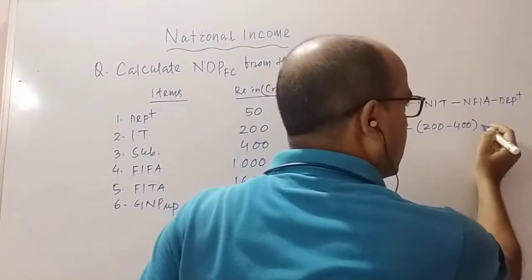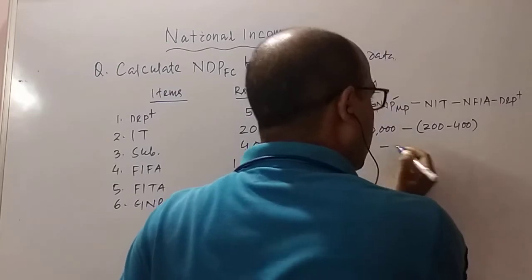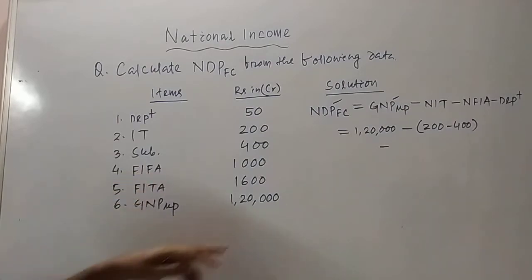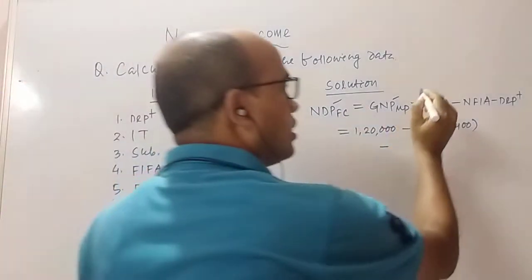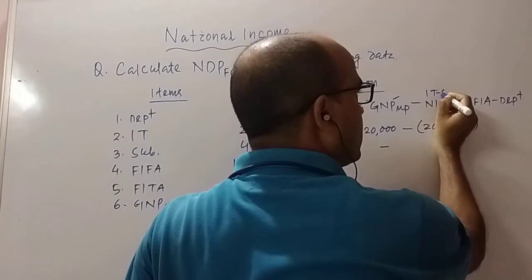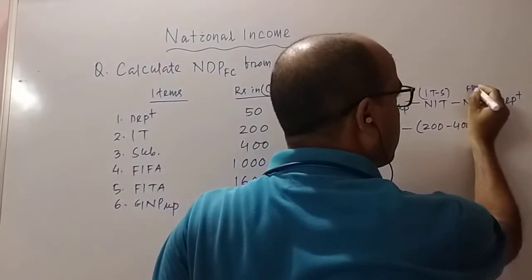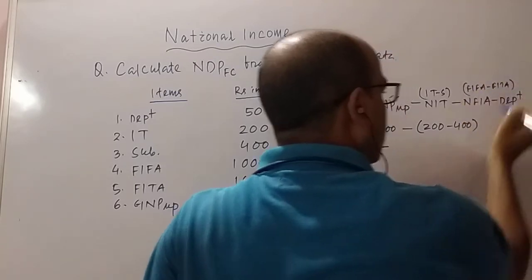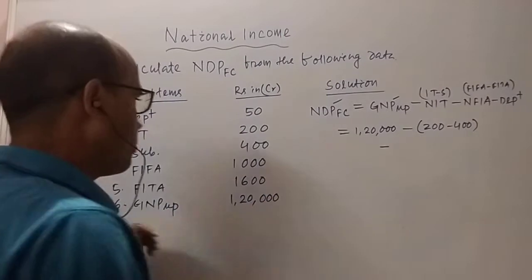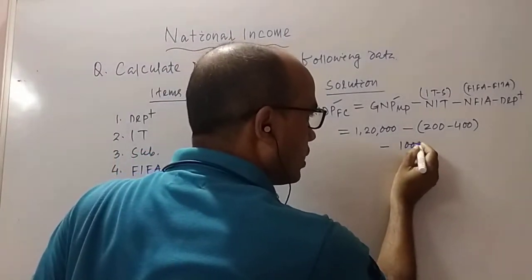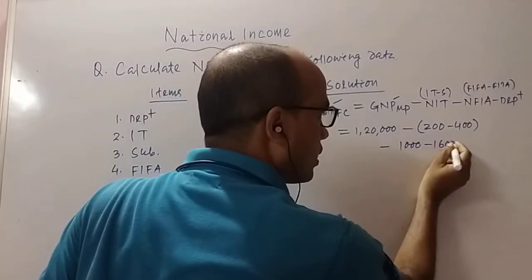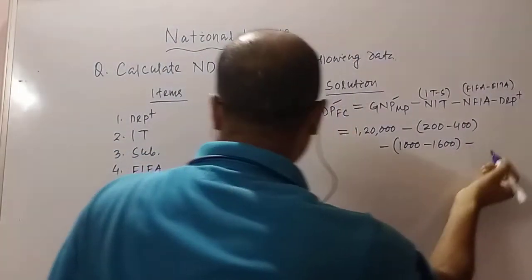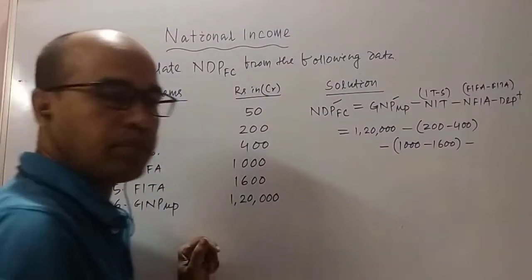Then after that, NFI is not given in the question, but for NFI, FIFA and FITA are given. That means for NFI here I will write IT minus subsidy, and here you write FIFA minus FITA. Okay? Then you put a minus sign, then FIFA 1000, FITA 1600. You put both in the bracket, and the last one, depreciation, is given how much? Now depreciation is given 50.